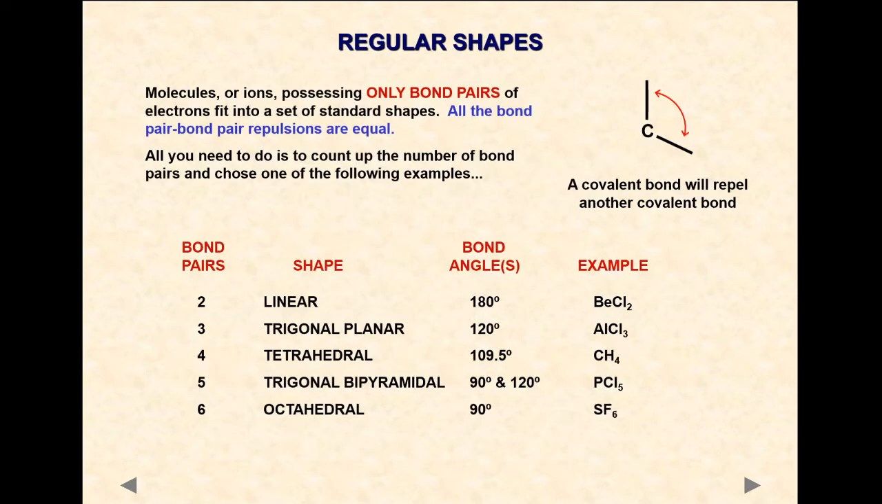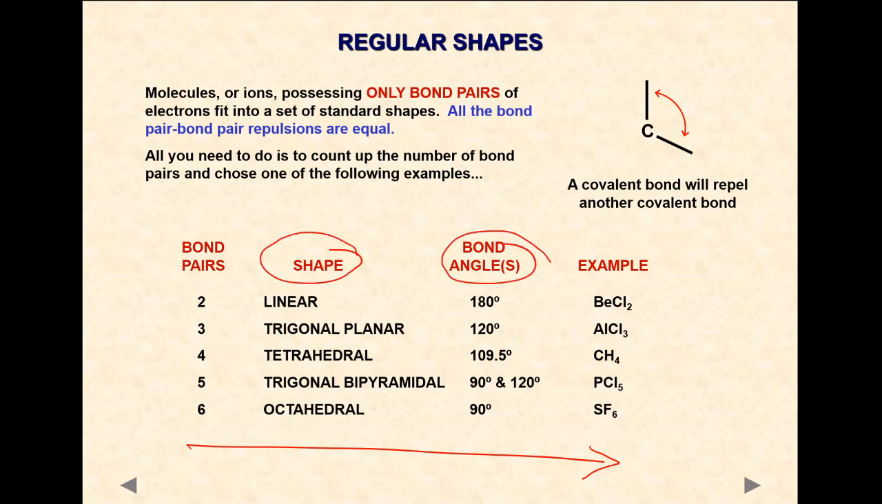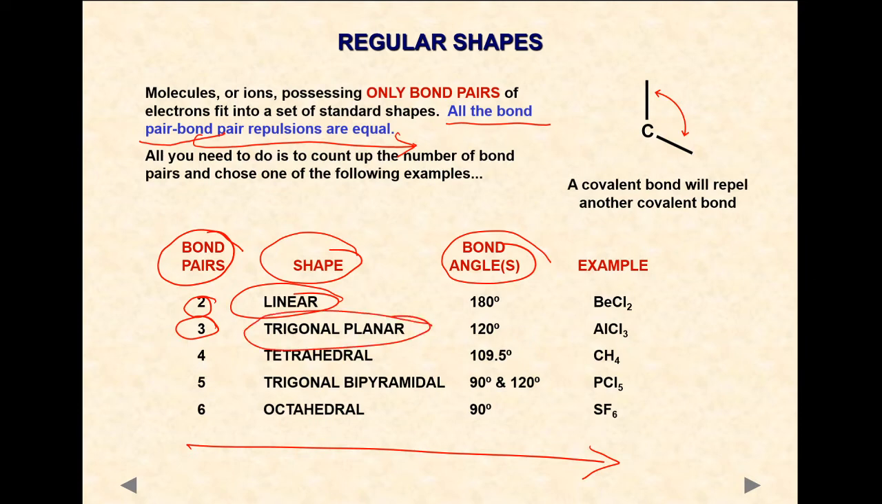This gives you a table with examples, and for each example it gives you what the expected shape would be, what the bond angle will be, and how the molecule will look. Now note that all the bond pairs are repelled equally. So these are the bond pairs. If the molecule has 2 bond pairs, the shape will be linear. If the molecule has 3 bond pairs, the shape will be trigonal planar with a 120 degree bond angle, and 180 degrees for a linear bond angle. So for example, this molecule will be like this, 180. The second one will be like this, so 120, 120, 120.